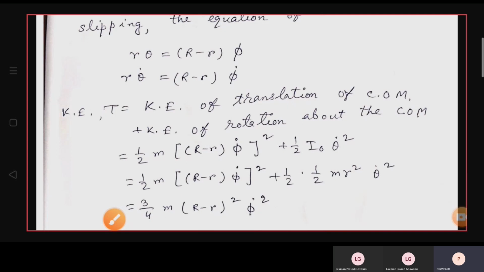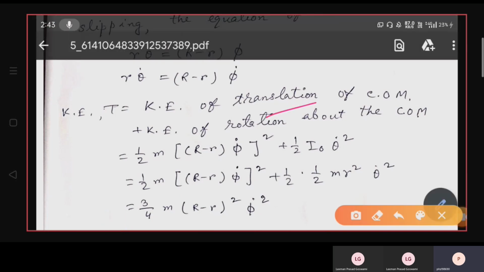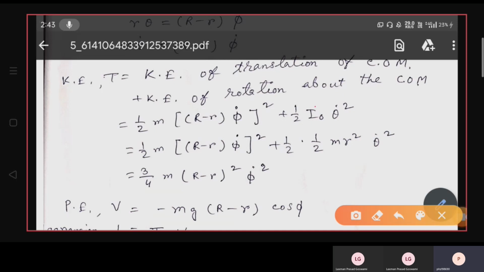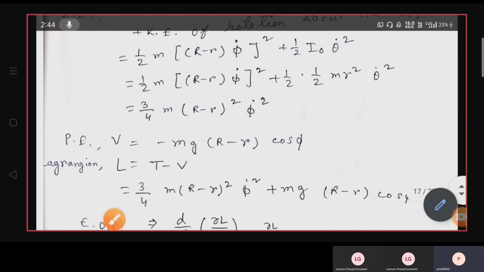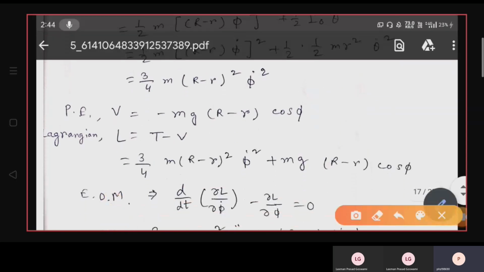Kinetic energy T will be the kinetic energy of translation of the center of mass plus the kinetic energy of rotation about the center of mass. So for translation it will be half m (R minus r) phi dot whole square, plus for rotation half I naught theta dot square. After simplifying, you put the value of I naught as half m r square, and we get the kinetic energy T as 3 by 4 m (R minus r) whole square phi dot square.